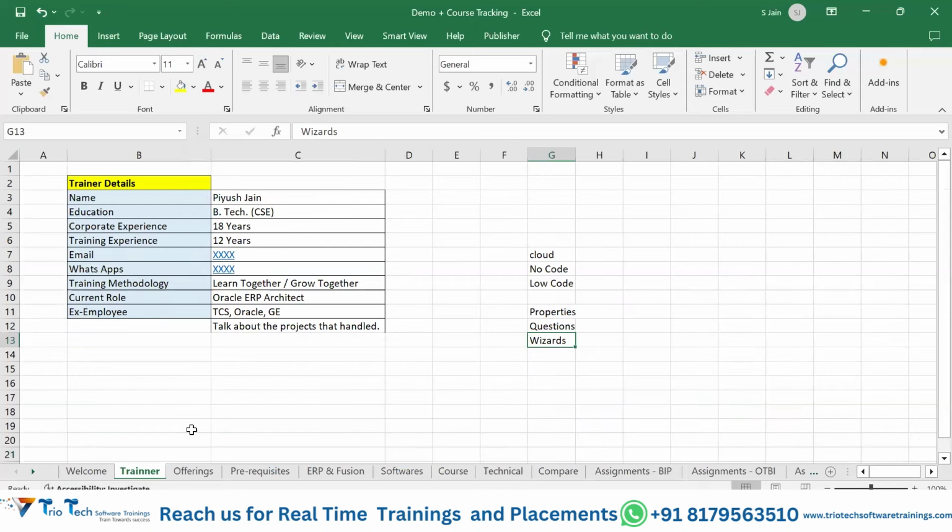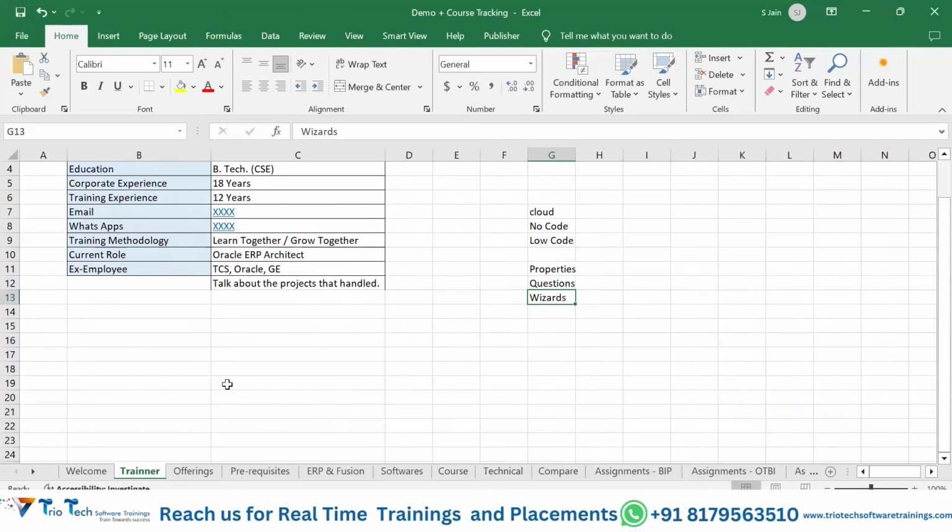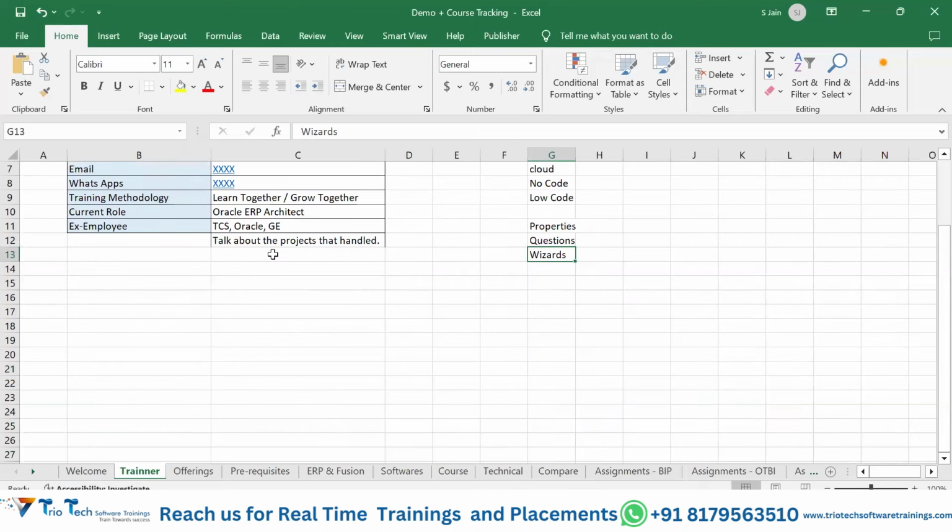As a trainer, as I have already discussed, I have worked on multiple projects. Currently I'm working as an Oracle ERP consultant, as an Oracle architect. I am an ex-employee of TCS and Oracle, and I have been engaged in multiple implementation projects. We will use all those experiences in explaining and covering these training concepts.